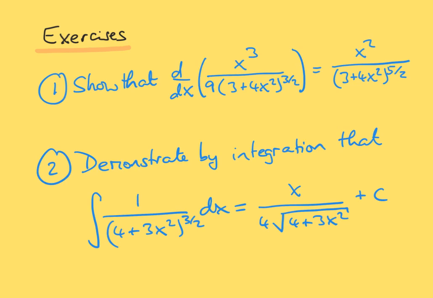Secondly, an integral similar to the one that we've just completed, the integral of 1 over 4 plus 3x squared. I've swapped the 4 and the 3 around to the power now of 3/2, and this is the answer that you should obtain. And so demonstrate it by integration, and of course you're very welcome at the end to differentiate this and show that you obtain the original integrand.